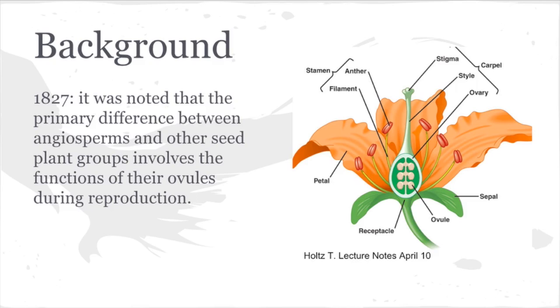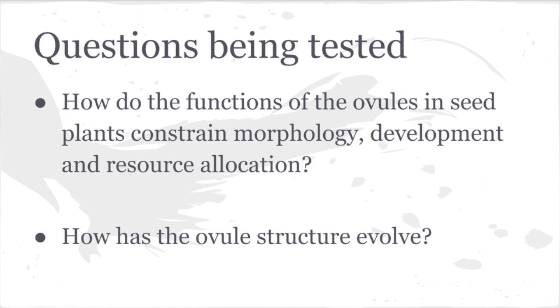In the diagram to the right, it is labeled that the ovules are inside the ovaries and they're seed or egg-like. This paper tests two questions, the first one being, how do the functions of the ovules in seed plants constrain morphology, development, and resource allocation? And the second one being, how has the ovule structure evolved?